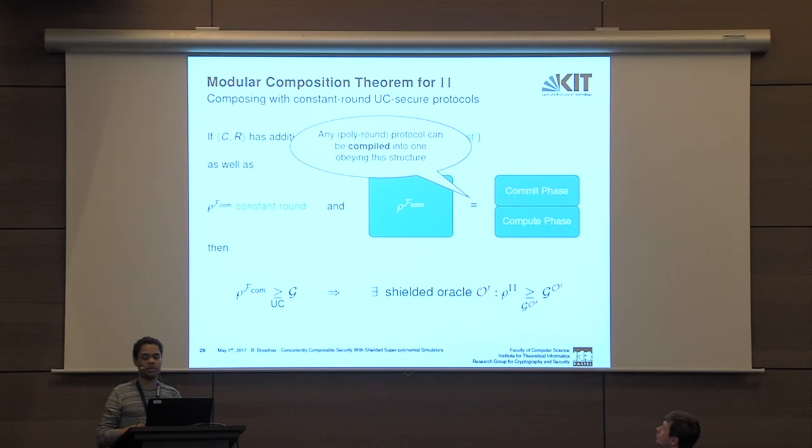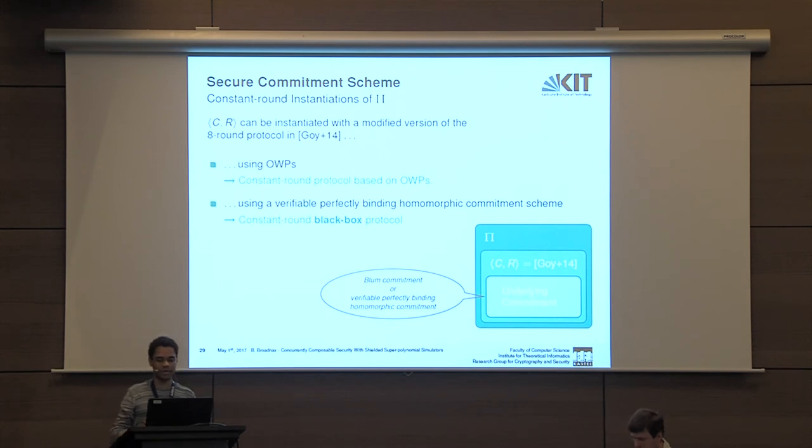And this structure being, break down this protocol in the commit and compute phase. You can always achieve this because you can always compile such an arbitrary protocol into one having such a structure by replacing commitments with randomized commitments. Okay, and using this composition theorem from Pi, we can effectively import UC results into our framework, and that's effectively what's going to happen. But first, let me talk about the instantiations of the protocol Pi.